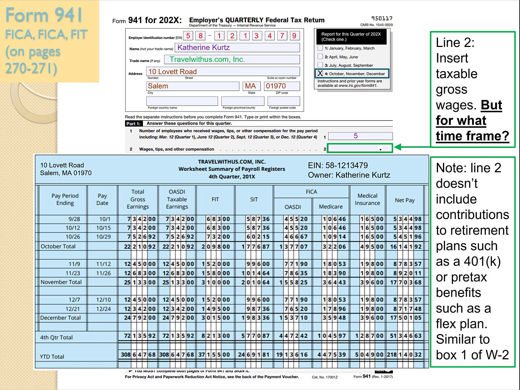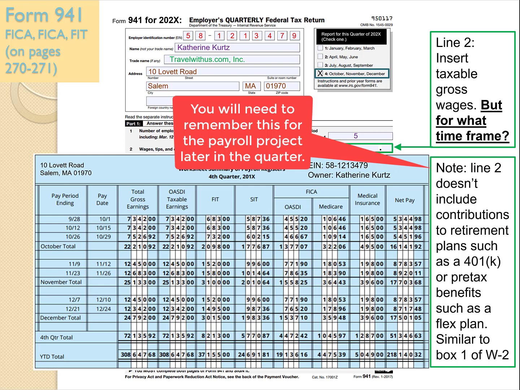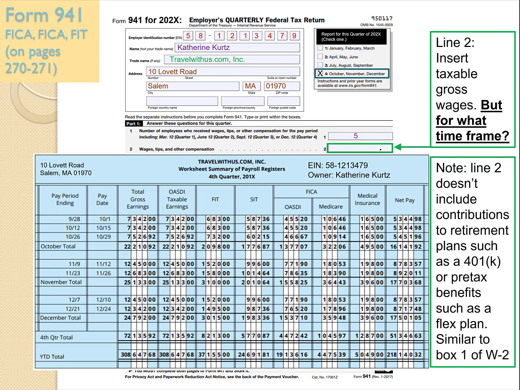Note, for line 2, which is wages, tips, and other compensation, do not include contributions to retirement plans such as 401k or pre-tax benefits such as a flex plan. This is similar to box 1 of Form W2. You need to remember this when we get to the payroll project, because we will have at least 1 employee that contributes to the 401k. And because that's not taxable for federal income tax, we need to leave that out of line 2.